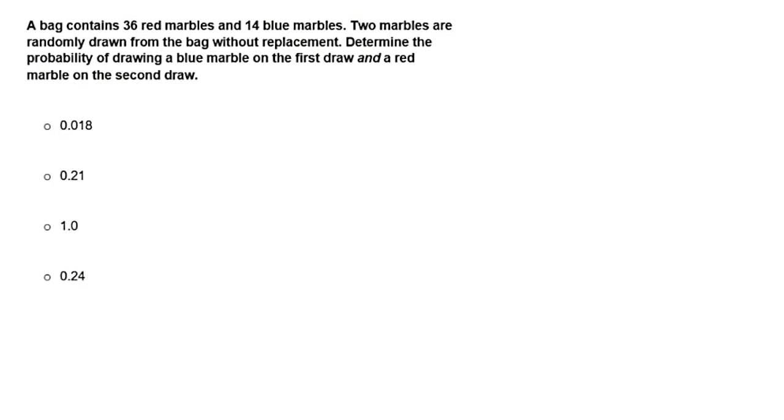Now, because we know we're drawing twice and we're not replacing, some of the numbers are going to change. So we know that we need to find our successful outcomes on the first draw divided by our possible outcomes on the first draw, times successful outcomes of the second draw divided by possible outcomes of the second draw. So let's start with the first draw. What are our possible outcomes?